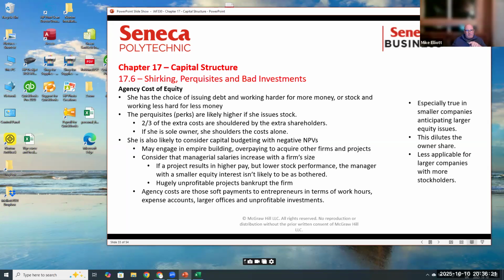Agency costs are soft payments to entrepreneurs in terms of work hours, expense accounts, larger offices, unprofitable investments. These are real costs that have to be considered when you decide bonds versus stock. And it becomes especially true in smaller companies. The owner's share in a smaller company gets diluted much more quickly.